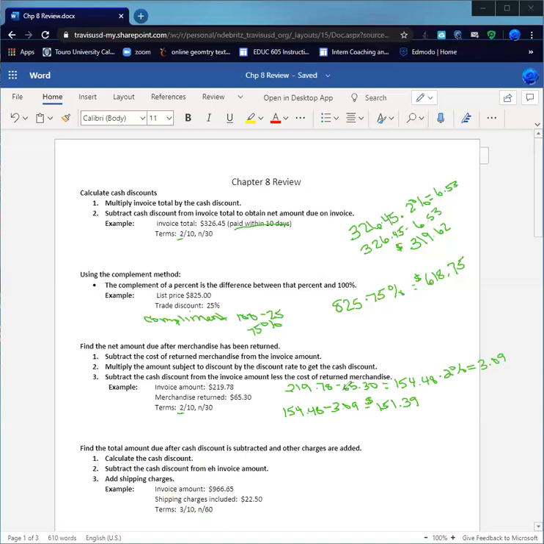So I'm going to take my invoice amount and I'm going to calculate the cash discount. Remember, that's up here, and multiply the invoice total by the cash discount. So I'm going to multiply that by the 3%, which gives me $29.